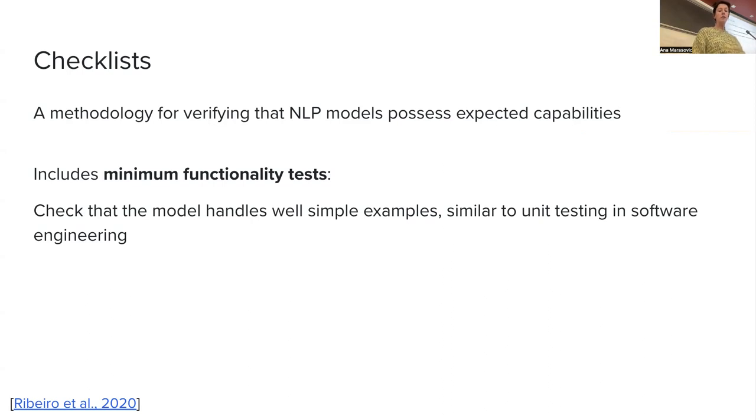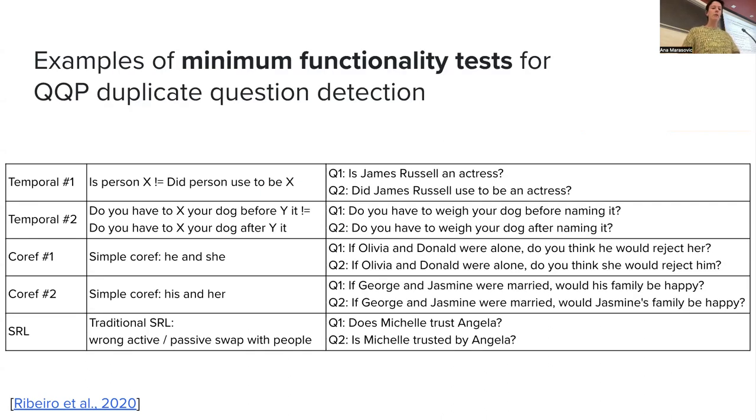which check that the model handles simple examples well, similar to unit testing in software engineering that we are all familiar with. So to give you an example, for the task of duplicate question detection, these are some of the minimum functionality tests they propose. They say you can test temporal capabilities of your model by checking whether the model figures out that these two ways of phrasing the questions are different. Namely, is person X and did person used to be X are two different things. So whether this person is an actress or whether they used to be an actress are two different questions.